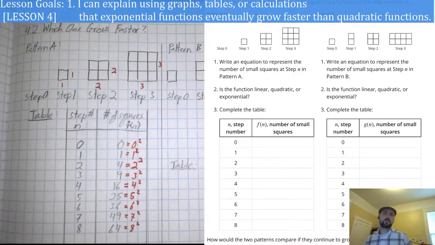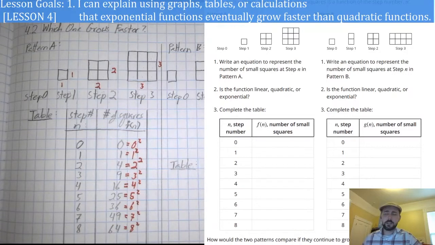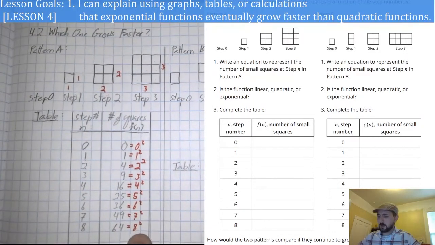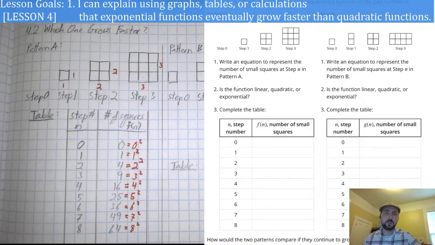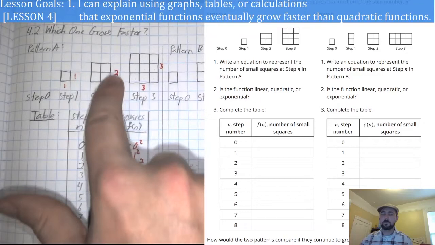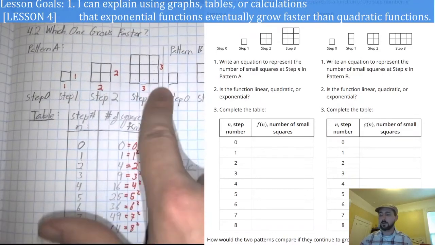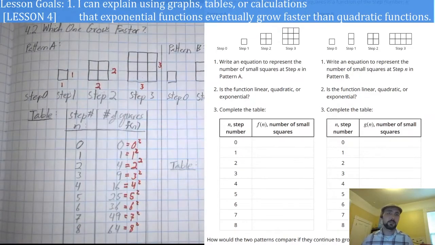I asked this question before break on one of the weekly or daily check-in questions: why do you think we call things where it's like 8 with a second power up here squares? And a lot of you were like, well, because when you do it, it makes a square, like 3 by 3 is a square. And I was like, okay, cool, yeah. I think that's where it comes from too. So yeah, that's it, right?